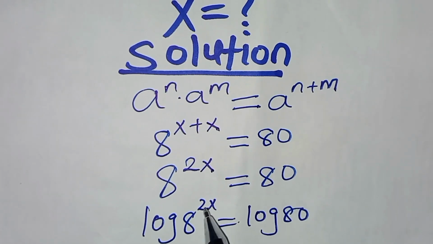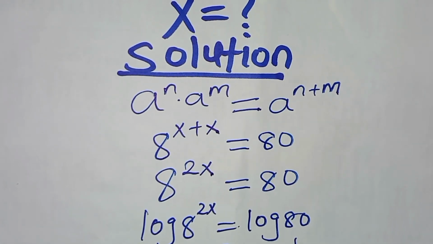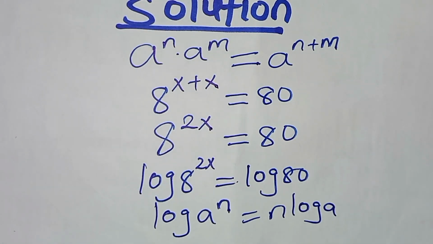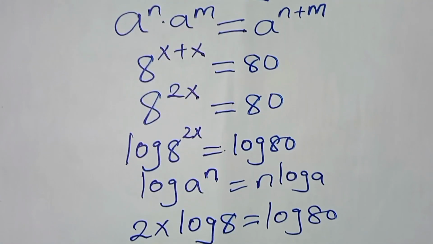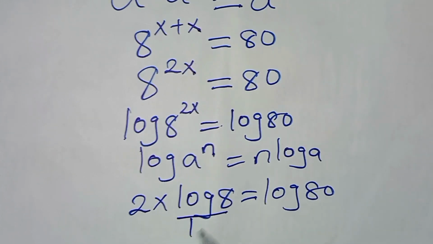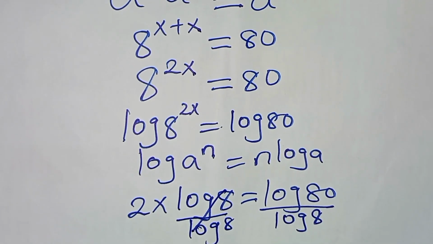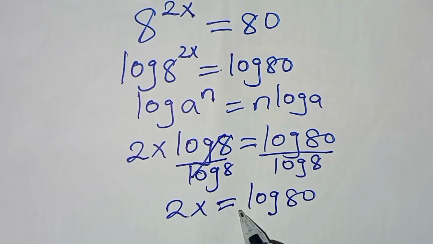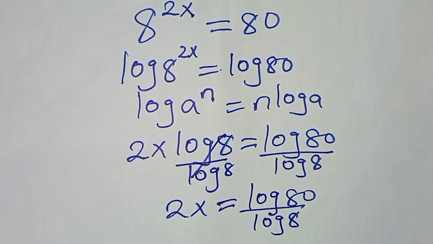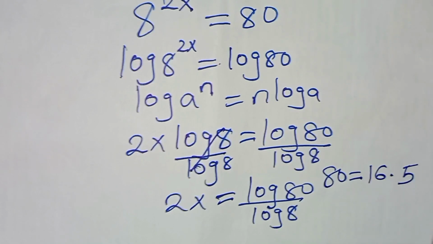And we find that log 8 to the power 2x is in the form of log a to the power n, which you can express as n log a. So applying this power rule property of logarithm, log 8 to the power 2x becomes 2x log 8, which is equal to log 80. So let's divide both sides by log 8, so that now we'll have 2x is equal to log 80 divided by log 8.